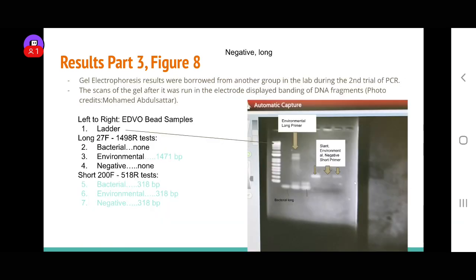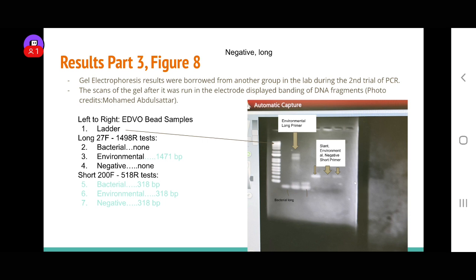This is a gel electrophoresis scan borrowed from another group in lab, and they did have banding. Going from left to right, in wells 2 and 3 we had the long primers. Well 2 is the unknown slant of the group, and the environmental is in well 3, and these were with the long primers.